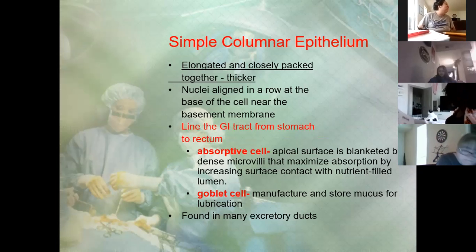One of the cells that is classified as a simple columnar is a goblet cell. What did we learn last week that goblet cells make?